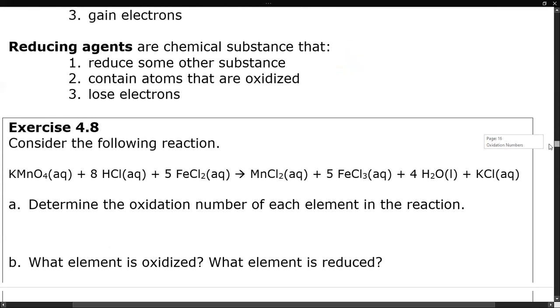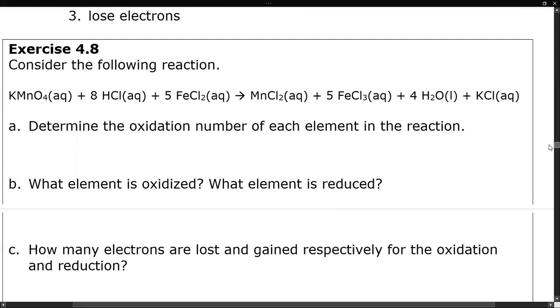So let's look at the following reaction. Potassium permanganate reacting with HCl and 5 FeCl2 is going to produce manganese chloride, 5 FeCl3, 4 waters, and 1 potassium chloride. That's a balanced redox reaction. We won't focus on balancing the more complex ones in this course, but we wanted to look at the oxidation numbers and be able to do them quickly. So we're going to get the oxidation number of each element in the reaction, find out what's being oxidized and what's being reduced, and how many electrons are lost or gained respectively in the oxidation and the reduction.